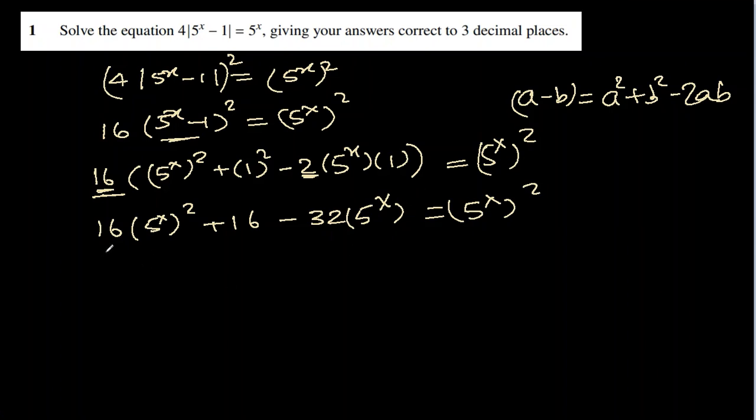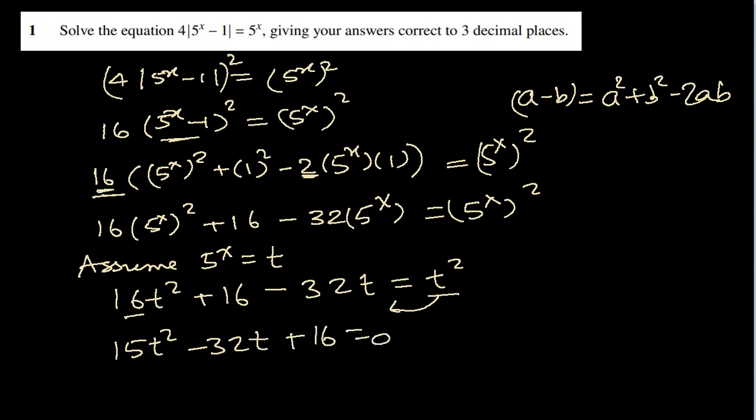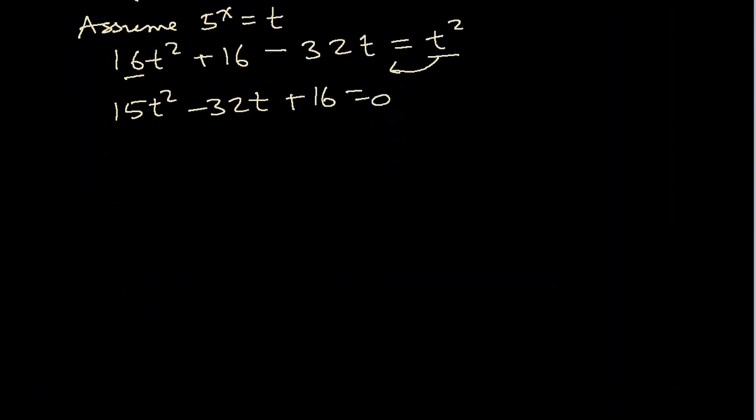So let's assume now 5 to the power x equal to t, so that it becomes simpler. So our equation becomes 16t square plus 16 minus 32t equal to t square. Alright, this t square and this t square can become 1 when this comes to the left side. We are left with 15t square minus 32t plus 16 equal to 0, and this becomes a quadratic equation which we can solve.